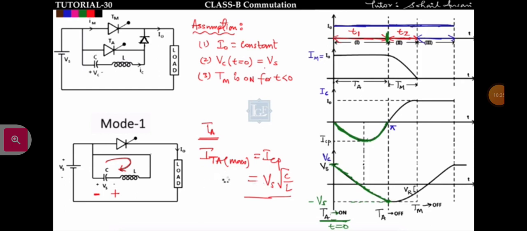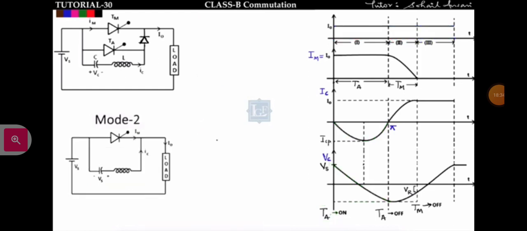This point you have to remember. In mode 1 the maximum current flowing in the auxiliary thyristor will be ICP, that is equal to Vs under root C by L. Okay, now see mode 2.